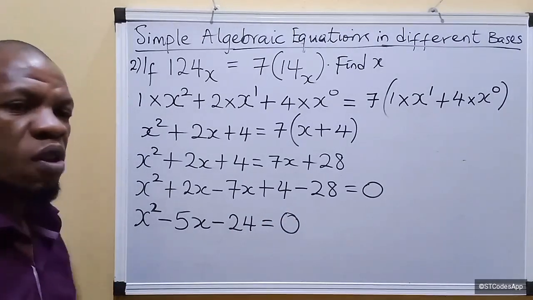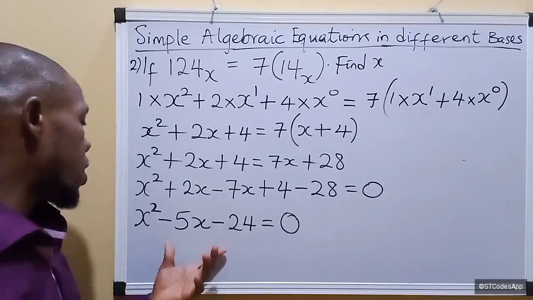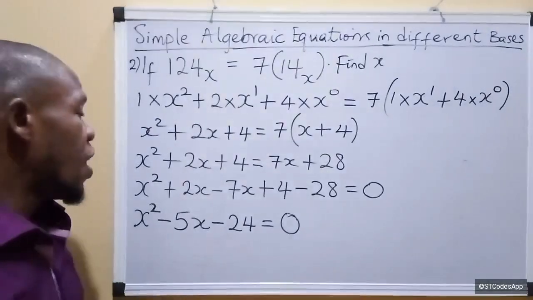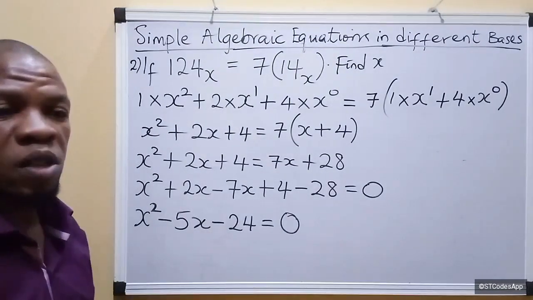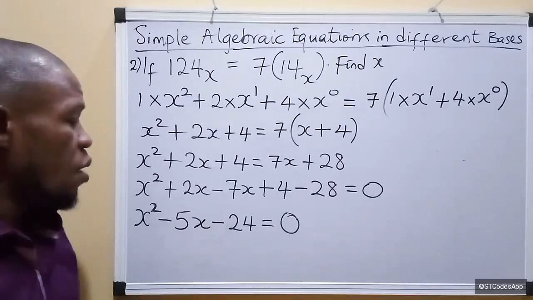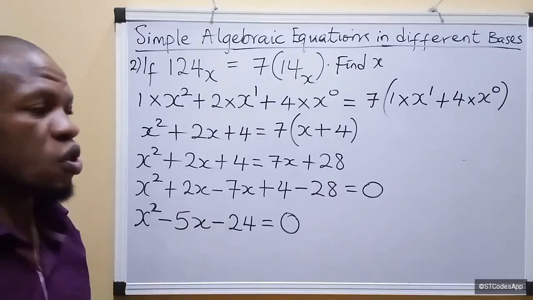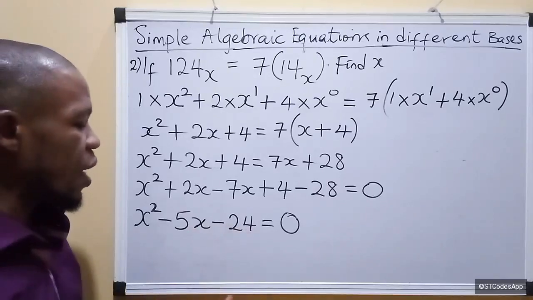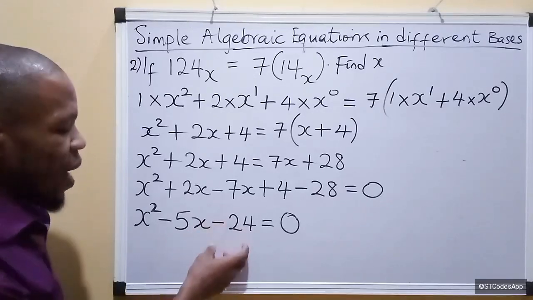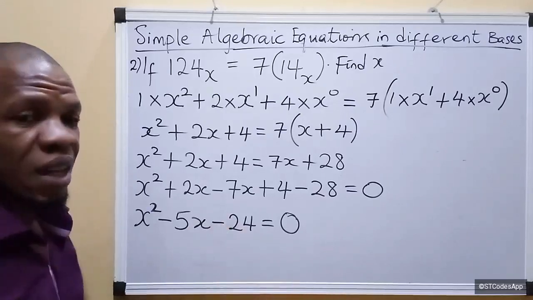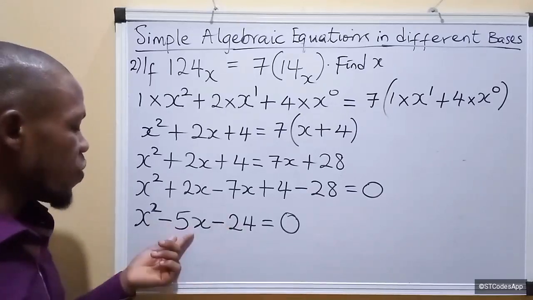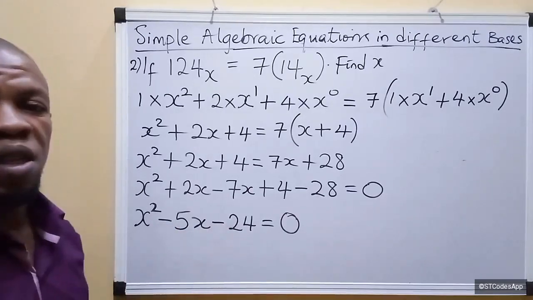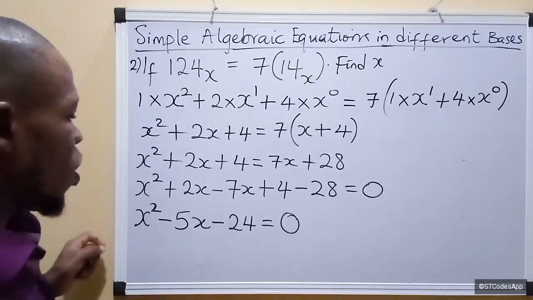Now there are 3 methods to solving a quadratic equation. You can solve a quadratic equation by the formula method, which some persons call almighty formula. And you can also solve by factorization method or completing the square method. But in this case, I'm going to use the factorization method. Now we're going to find 2 factors of 24 that when they are multiplied, we're going to have minus 24, and when added, we are going to have minus 5, which is the coefficient of x, the middle term in this quadratic equation. So let's try out options.